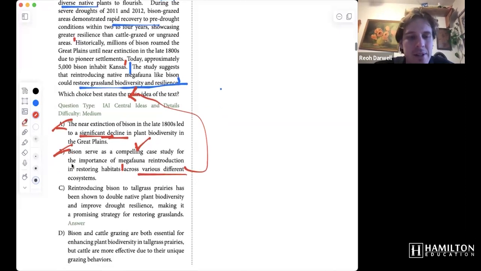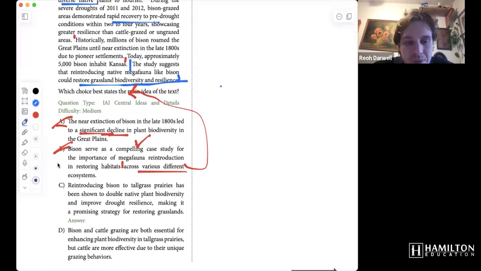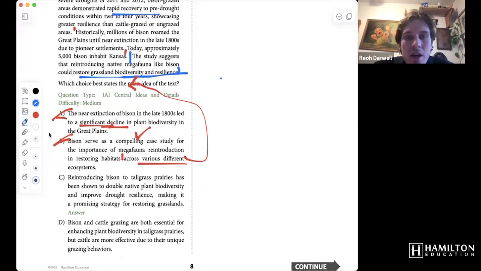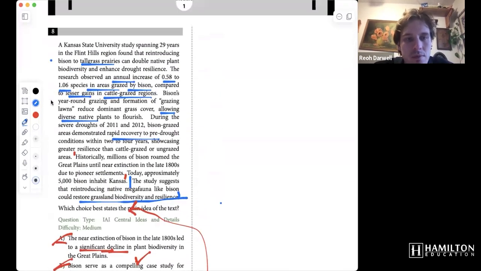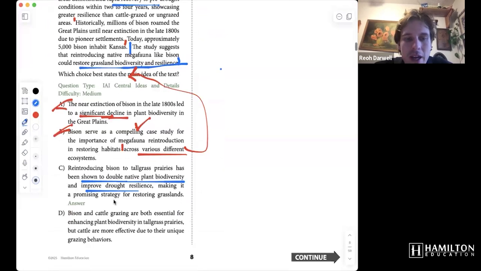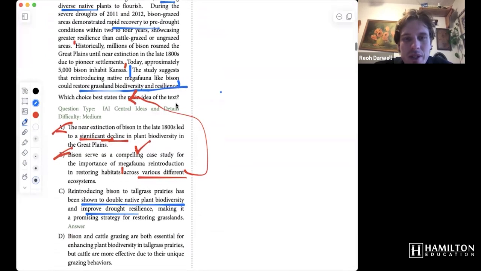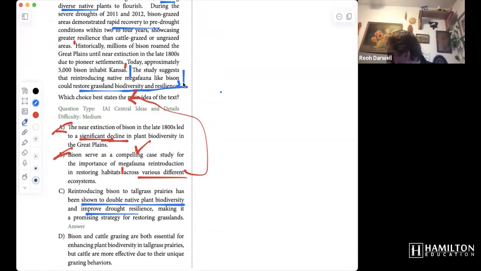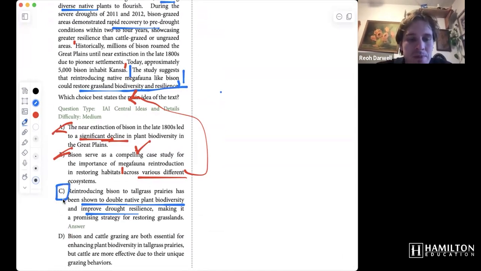All right. Now, again, our focus is: is there anything wrong with an answer choice? Okay, I don't want us looking for, ooh, which one sounds the best? I want us looking, is there anything wrong? Reintroducing bison has been shown to double native plant biodiversity and improve drought resilience. Okay, we see that up here, making it a promising strategy for restoring grasslands. We see that here. Nothing wrong with that, right? There's nothing wrong with C. So that's why it's correct.